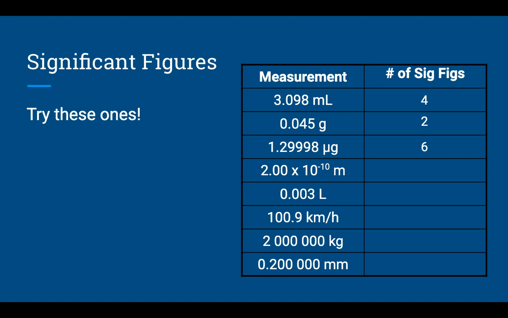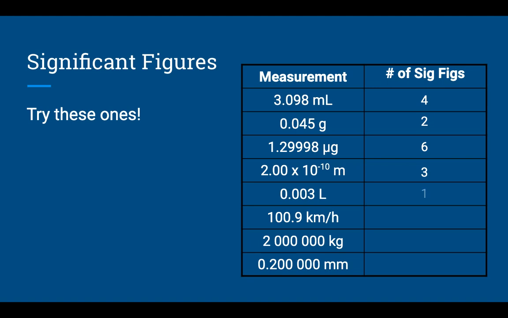2.00 times 10 to the negative 10 meters. This one has 3. When you see things in scientific notation, you only look at the 2.00 part. You don't look at the times 10, the exponent part. The sig figs come from the first part.